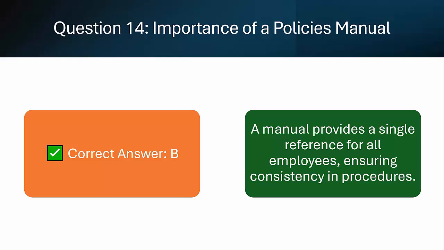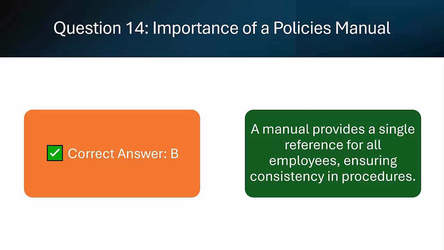Option A is incorrect. The manual doesn't remove personal judgment completely, but it reduces confusion by setting clear guidelines. Option C is incorrect. If every department made up its own rules, there would be no consistency in how things are done.